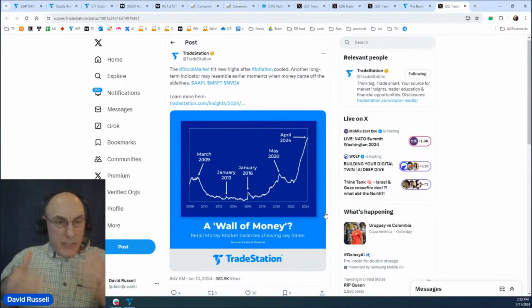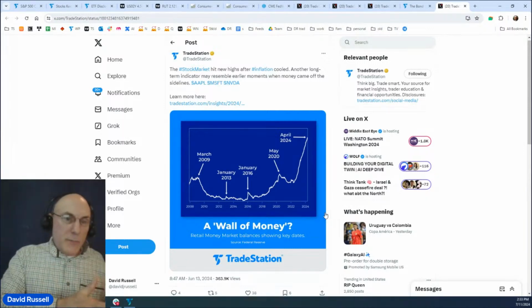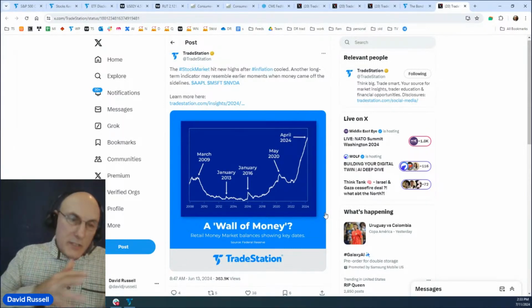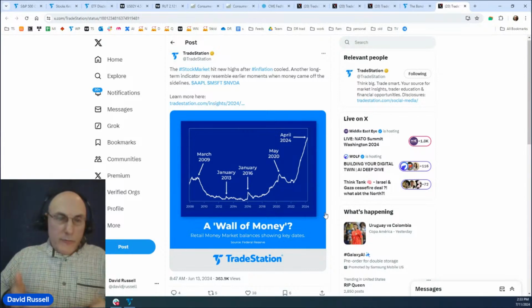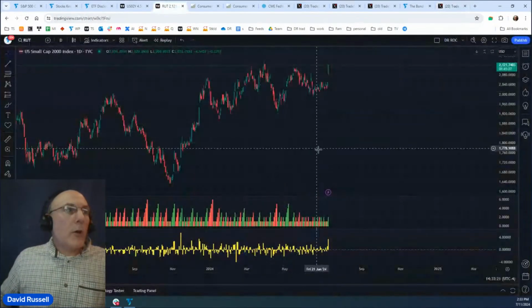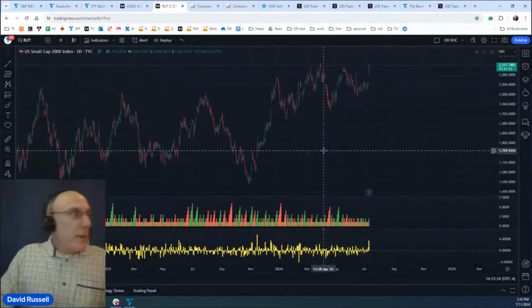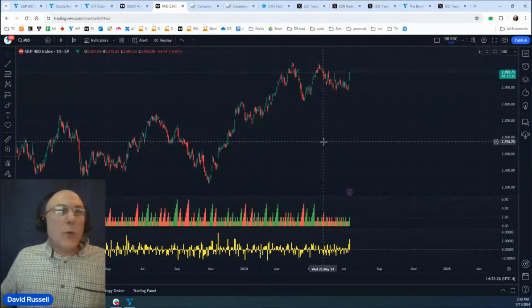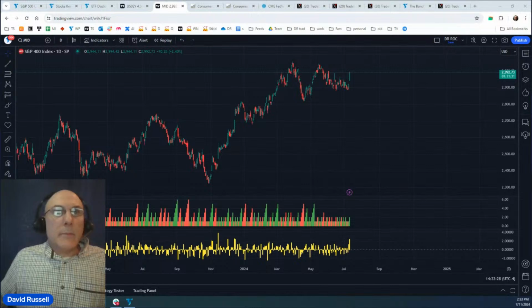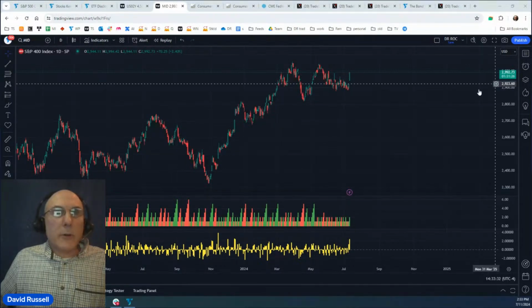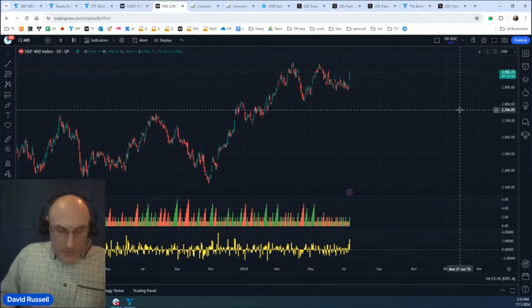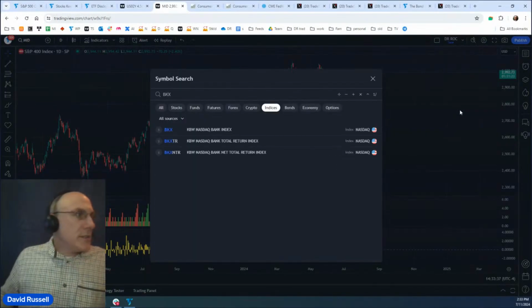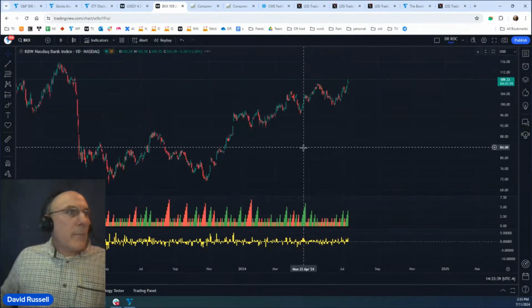So the thing now is that, now that all those things have happened, the narrative pivots back to what happens if we really do follow through on seeing rates move lower. And when you look at some of these things, like the Russell or the mid caps, or the banking index, I have the ticker here somewhere, I think it's BKX. This is the Nasdaq Bank Index.